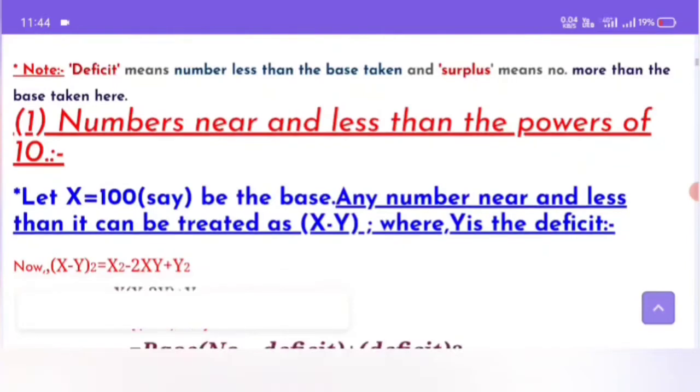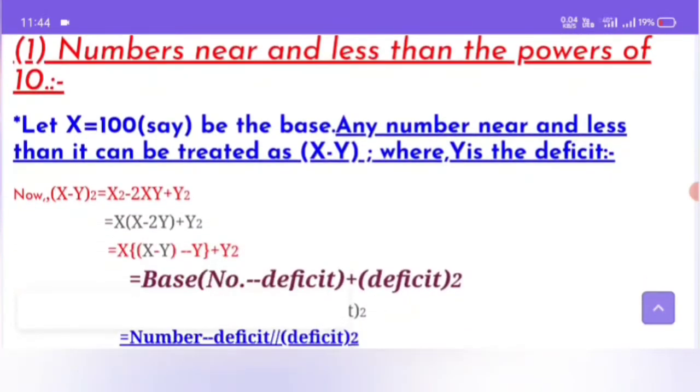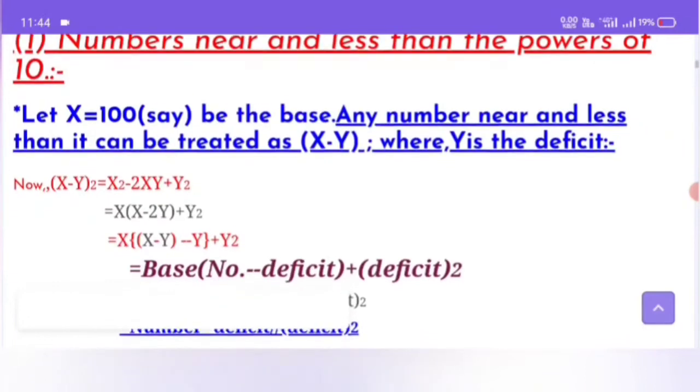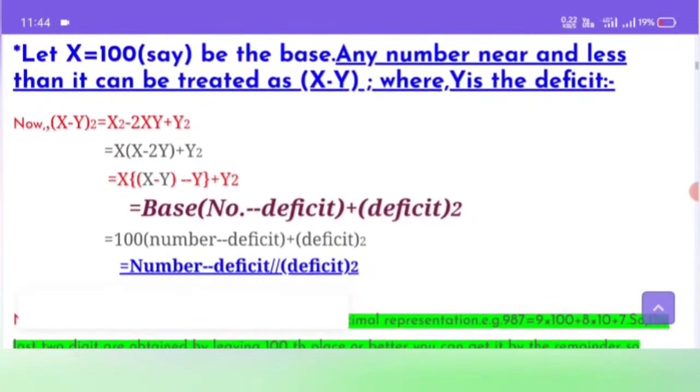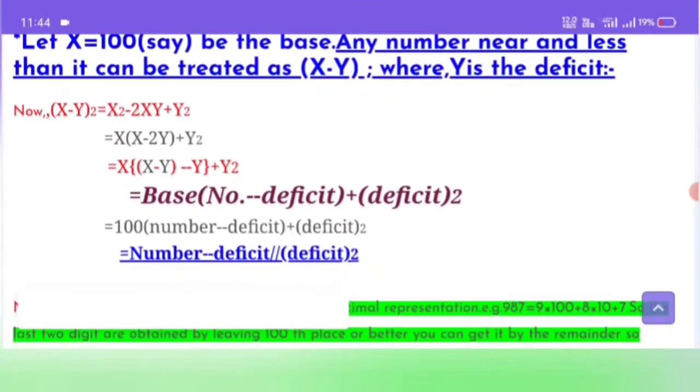Okay, so the first case is numbers that are near and less than the powers of 10. We can see that, let x be equal to 100, say, the base. The actual base is 10 to the power something. Any number near and less than it can be treated as x minus y, that means 100 minus some deficit. Okay, so actually our aim is to find (x minus y) whole square, which is equal to x square minus 2xy plus y square.